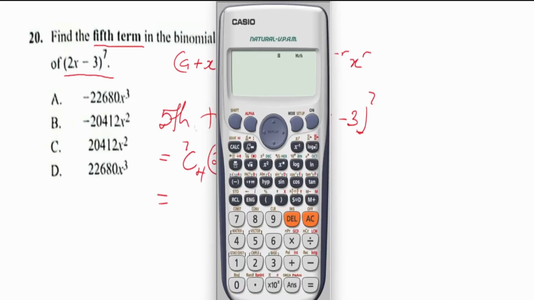This is our calculator. We turn it on, and then we put 7 combination 4. You first click 7, then press shift and the division key, that is the combination, n combination r. Remember, it's in brown color, so anything in brown you have to press shift before. So 7 combination 4, and then you just hit equal to, and that gives you 35. So we put 35 here for the 7 combination 4.